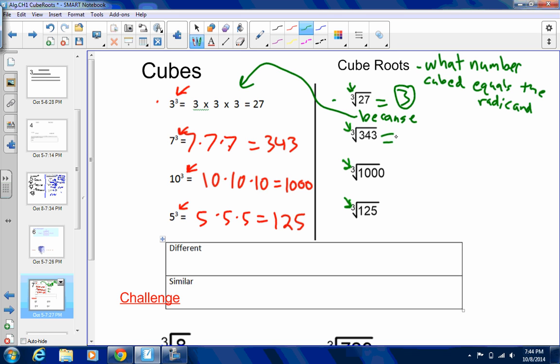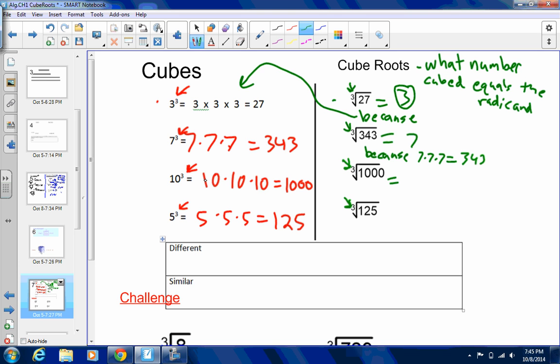Now this one down here is going to be kind of nice again because we did the work over here. What times what times what, if it's the same number, gets you to 343, and that is 7. If you type it into your calculator or do the math, 7 times 7 is 49, and then 49 times 7 again gets you to that 343. So it's because 7 times 7 times 7, remember there's 3 times this time, equals 343, which is what's underneath the radicand.